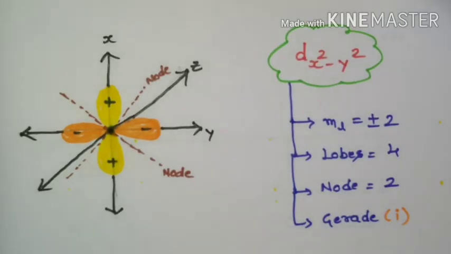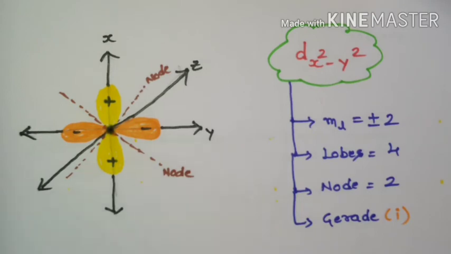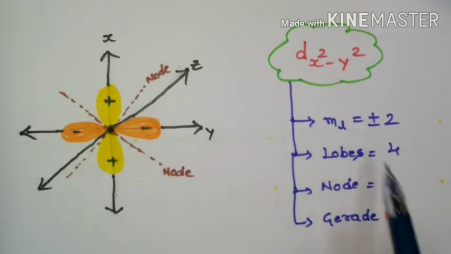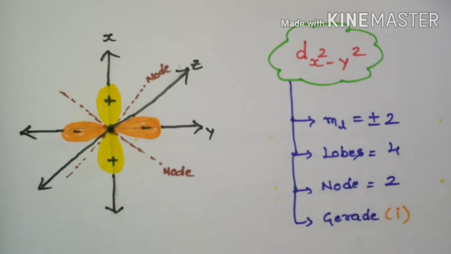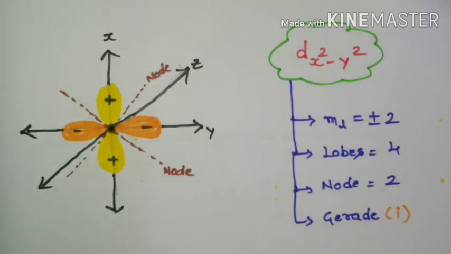Next, the next axial d orbital is dx square minus y square. This is the shape of how this dx square minus y square orbital is going to orient. Important points regarding dx square minus y square: this is an axial d orbital, its magnetic quantum number will be plus or minus 2, it has 4 lobes and 2 nodal planes, and this d orbital is also gerade, that is it has a center of inversion.